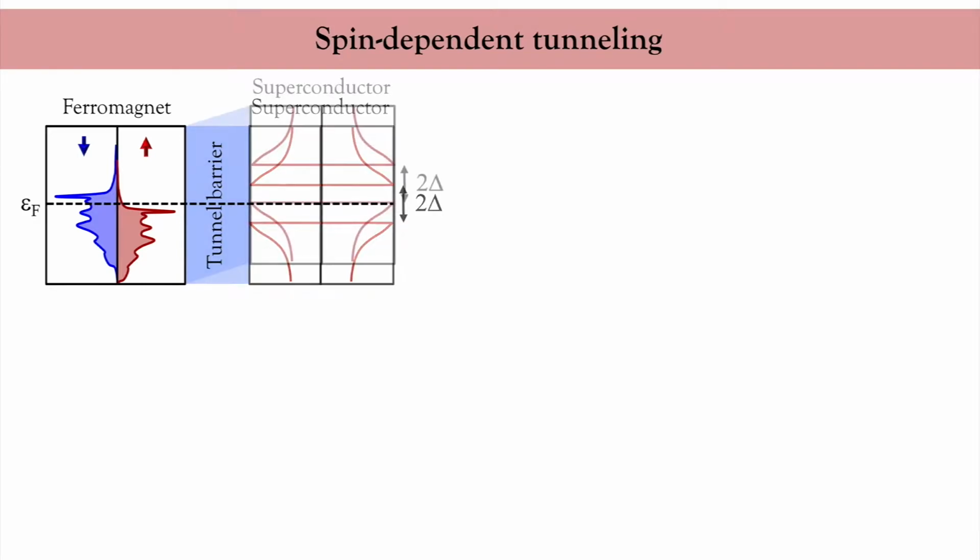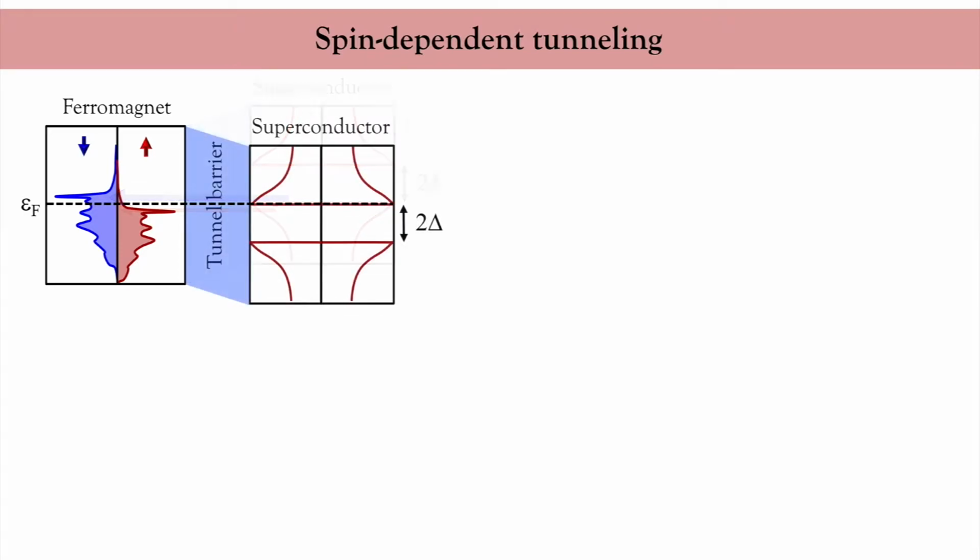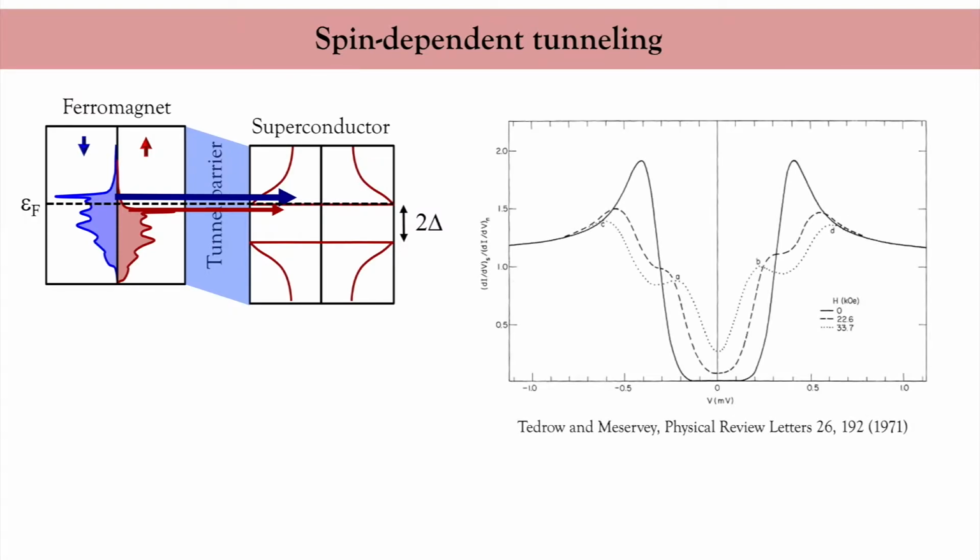This happens at positive bias, and you see that the quasi-holes can jump from the superconductor into the ferromagnetic metal. This also happens at negative bias, where the up and down electrons jump to the quasi-electron states. So this is what Tedrow and Meservey measured in the early 70s. They used nickel iron separated from an aluminum lead by a tunnel barrier made of aluminum oxide. And they indeed got two symmetric peaks of conductance at positive and negative bias.